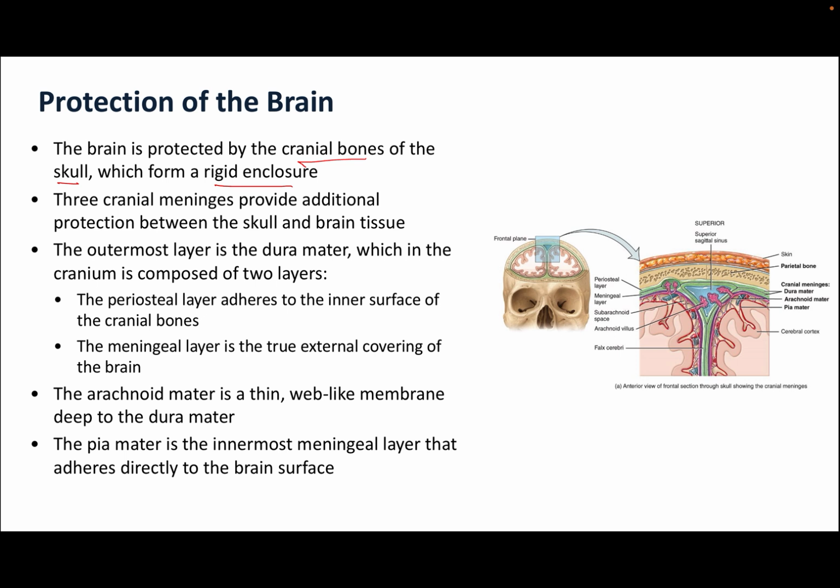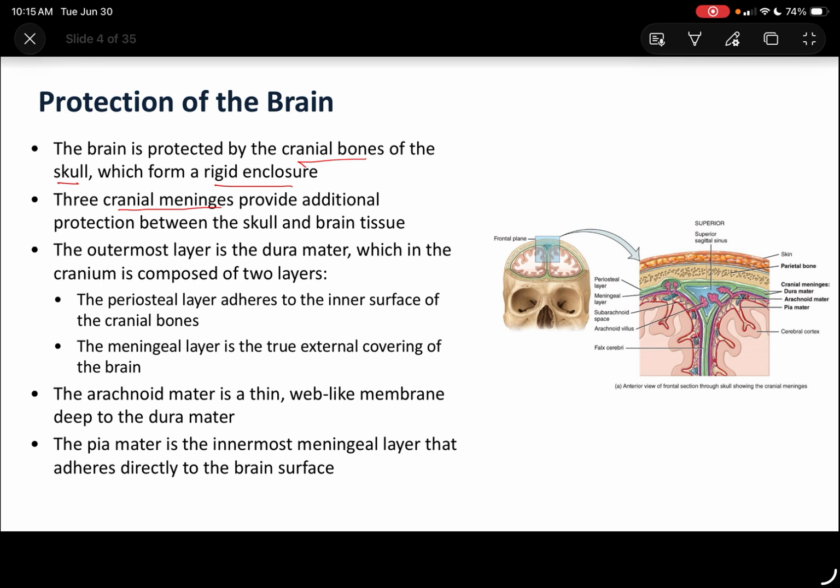This gives us a nice hard outer protective shell to keep that soft squishy brain protected. However, beneath that, deep to the bones of the skull, the cranial bones, are 3 layers of tissue. We've got these 3 layers of cranial meninges. And this provides additional protection and support to that brain tissue, again between the actual skull and the brain tissue itself.